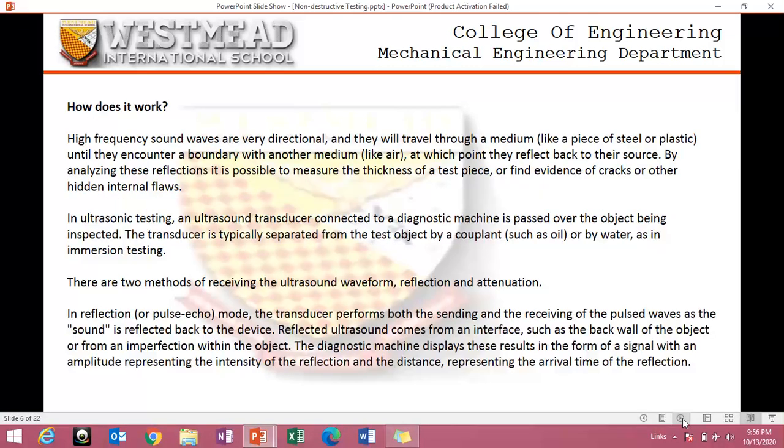How does it work? High-frequency sound waves are very directional, and they will travel through a medium until they encounter a boundary with another medium, at which point they reflect back to their source. By analyzing these reflections, it is possible to measure the thickness of a test piece or find evidence of cracks or other hidden internal flaws. There are two methods of receiving the ultrasound waveform: reflection and attenuation.